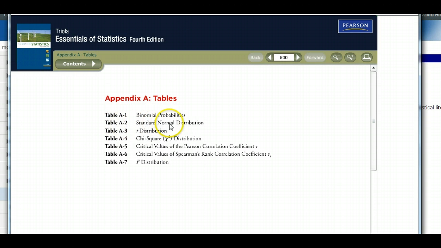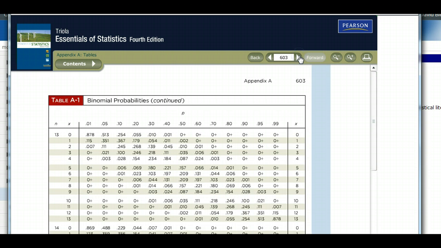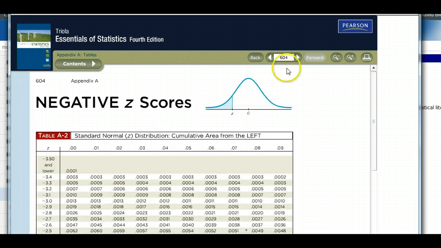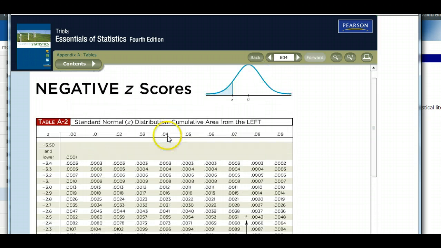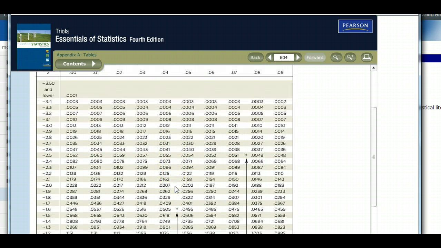Table A2 is the standard normal distribution. So if I start moving to the right until I get to table A2, there's the Z-scores, the Z distribution. Okay, now these things take you an area to the left. Alright, or they give you the Z-score, and then it gives you the area to the left of that Z-score.